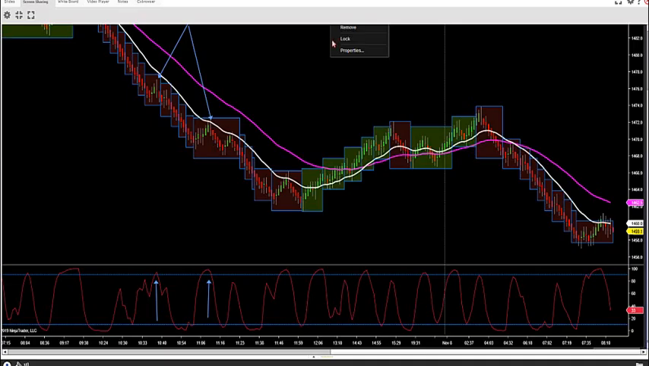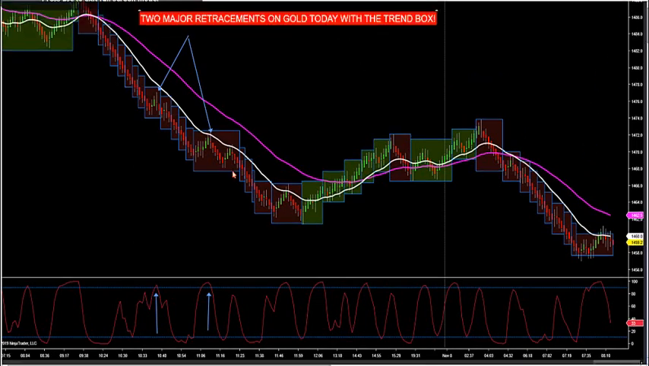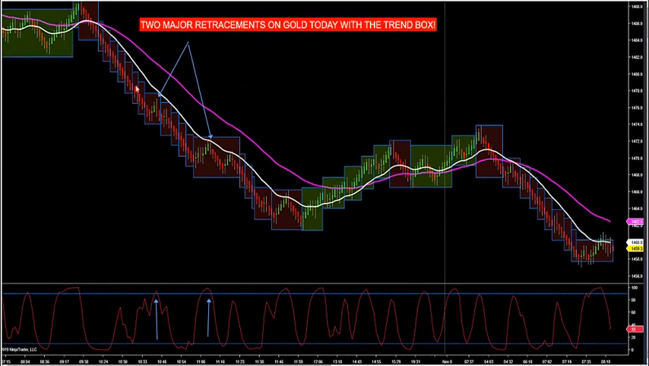Okay, I'm on gold right now here, guys and gals. Let's take a look at what we're trying to do here. This is a trend box that we have out to all you members. The simple methodology is that the trend boxes turn red and they turn green. If they turn red, that means we have a sell bias. If they turn green, that means we have a buy bias.